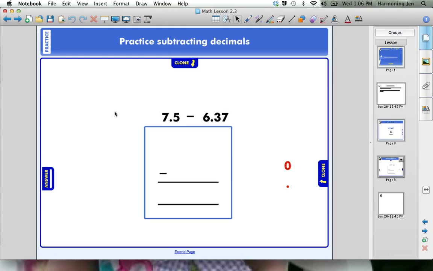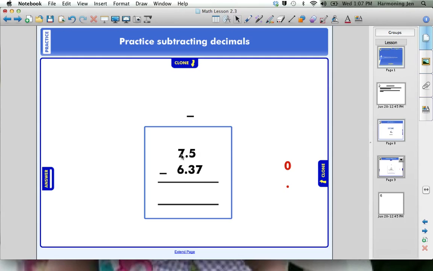Now, let's arrange our problem. We need to make sure that our numbers are lined up properly. We're subtracting. We also need to make sure that we don't switch the orders of the numbers around because our larger number needs to be on the top. You know, when we're adding, it doesn't really make a difference because of that commutative property, but when we're subtracting, we need to make sure that our larger number is on top, or subtracting the smaller number from the larger number.